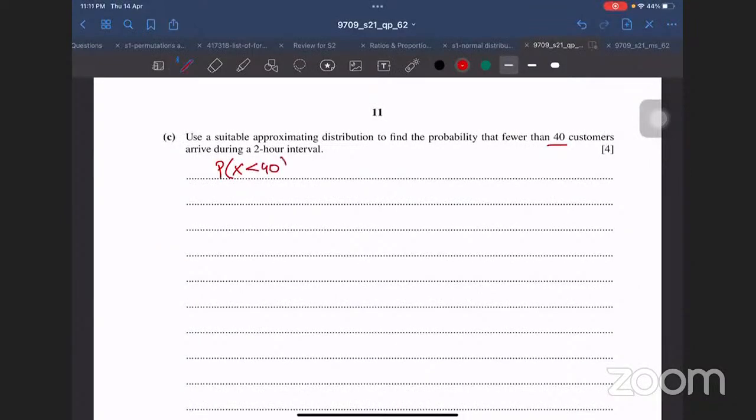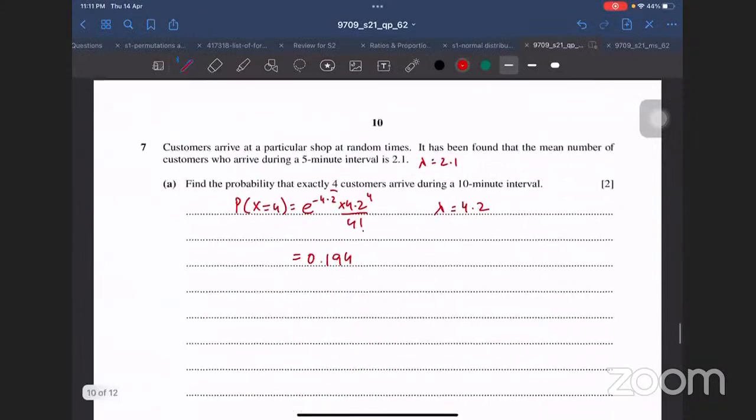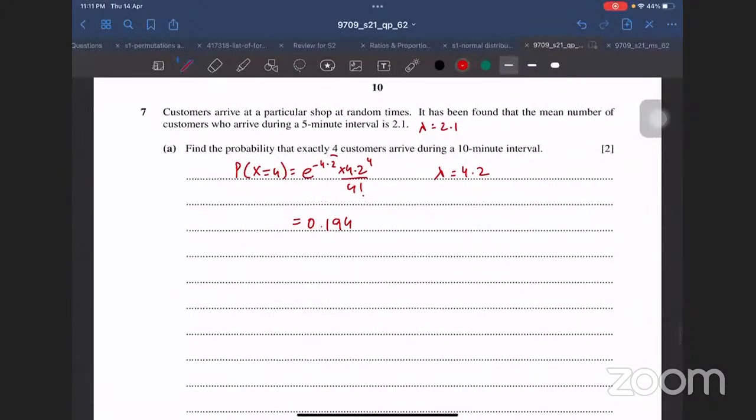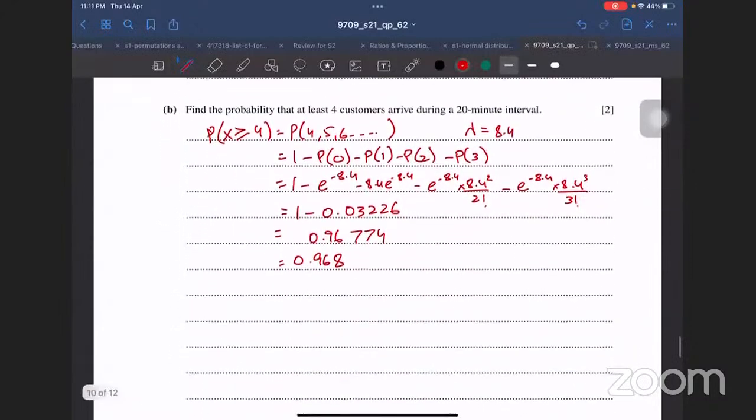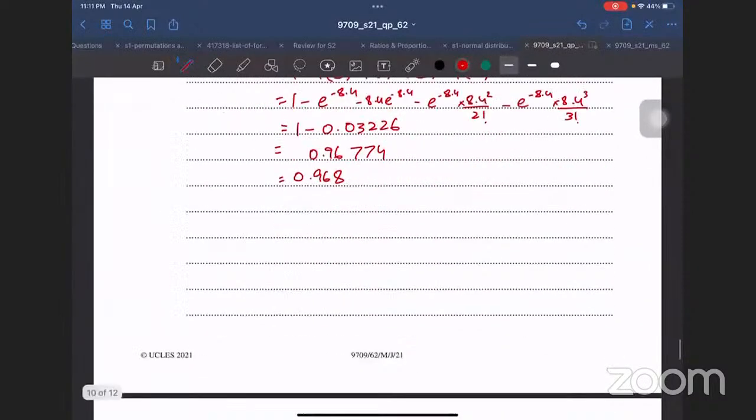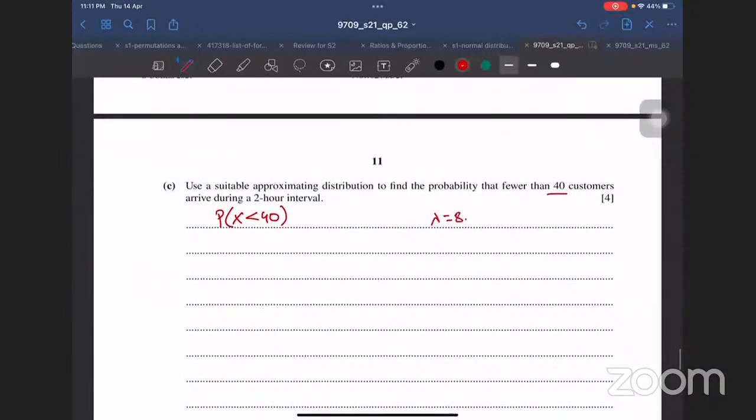Then the last one says use a suitable approximation to find the probability that fewer than 40 customers arrive during a 2-hour interval. So this was for 20 minutes. During 2 hours, if I multiply this by 6, I should get the lambda for 2 hours. Since lambda is now large, I'm going to use an approximating distribution. I will first have to do a continuity correction, and use the same lambda as the variance as well.